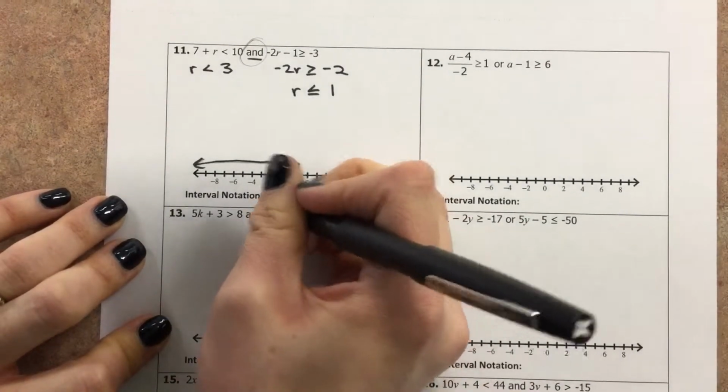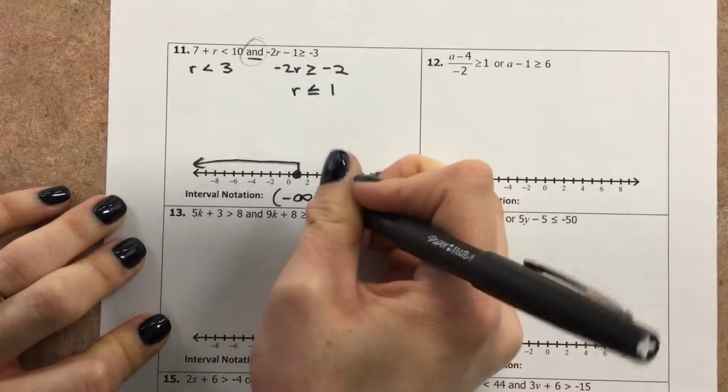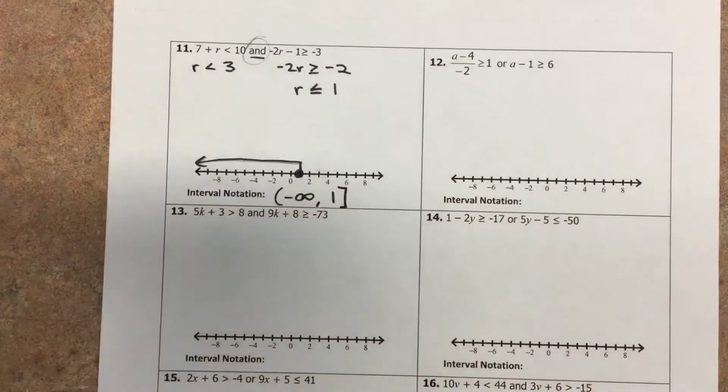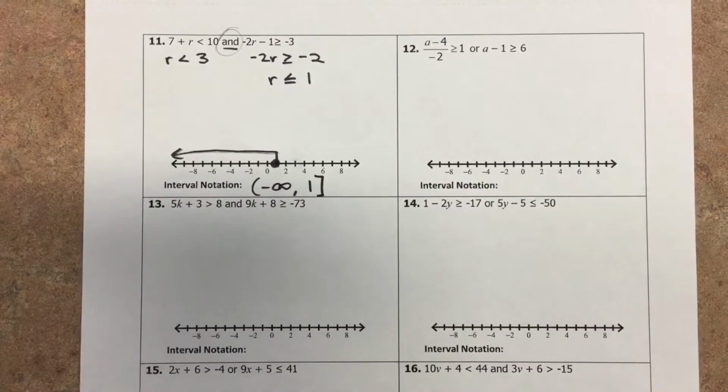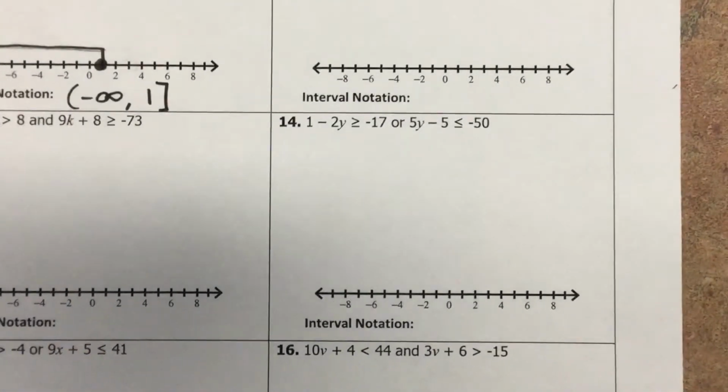So interval notation, we go from a left arrow to a +1, which is included. So that was one special case of an AND. Next one I want us to look at is number 14 over here. So this one's an OR.